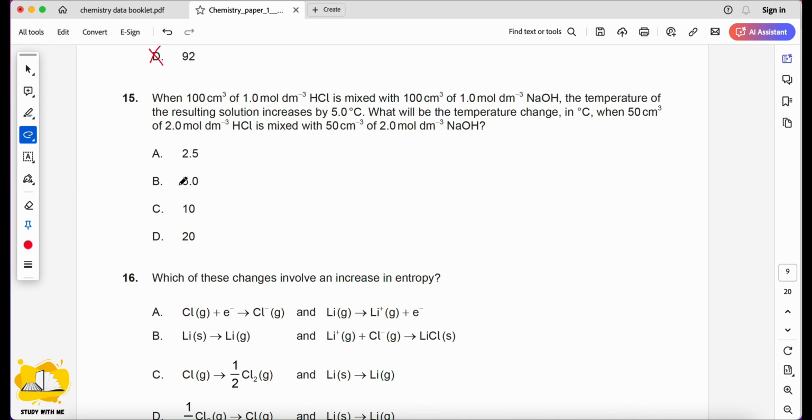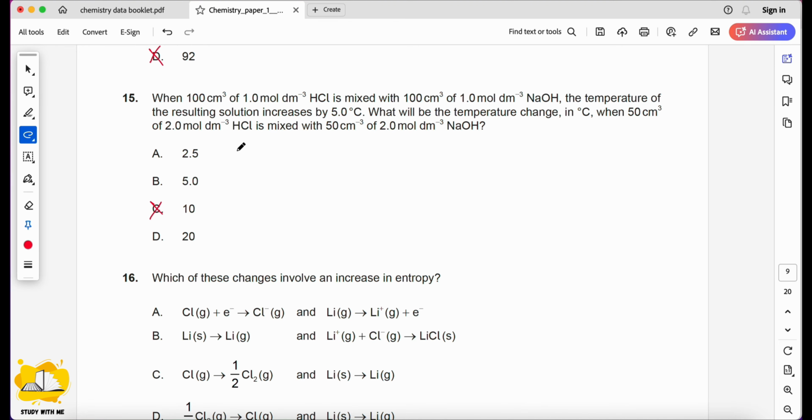Okay, when 100 centimeter cube of 1 mole per decimeter cube HCl is mixed with 100 centimeter cube of 1 mole per decimeter cube NaOH, the temperature of the resulting solution increased by 5. But what will be the temperature change if we halve the volume but double the concentration? The IB mark scheme says 10, but when I do the calculation, I feel like the answer is 5.